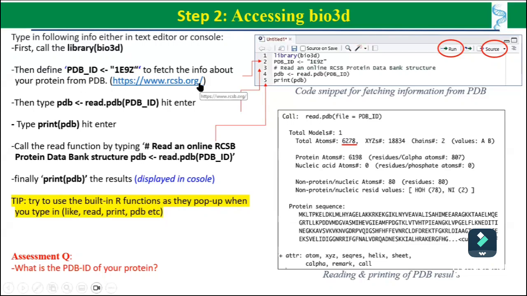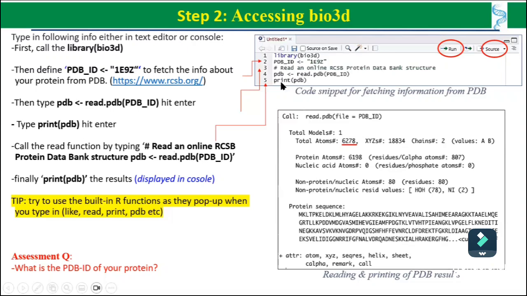This is the site. If you don't know the PDB code for your protein, you can go to this site, write down the name of your protein, and from there you can choose which PDB code most closely matches your protein of interest. Next, you write the PDB, and then again the same command that I have here, and hit enter. All right. Next, type print PDB and hit enter.